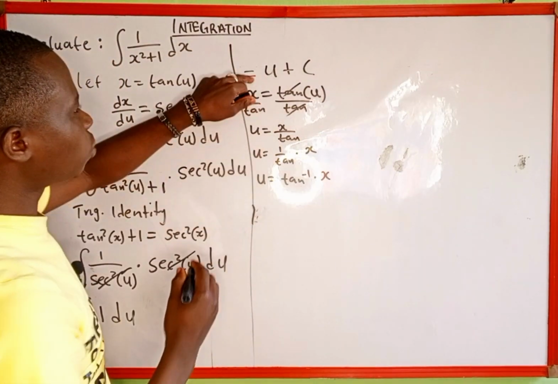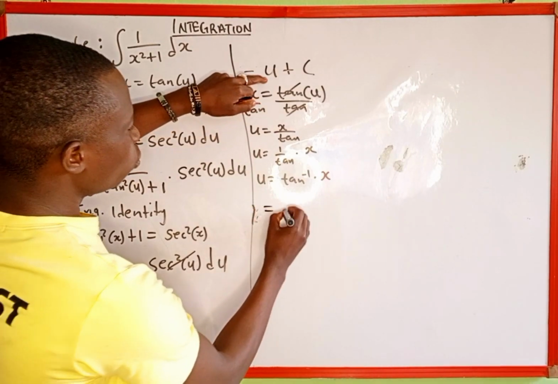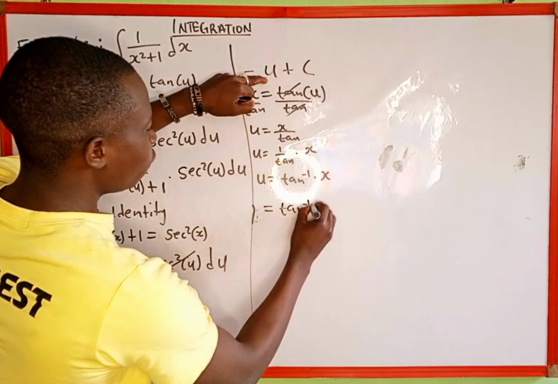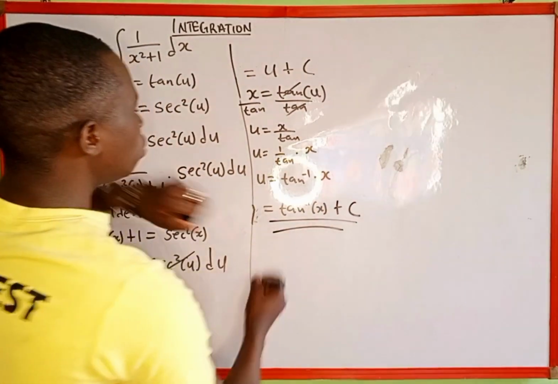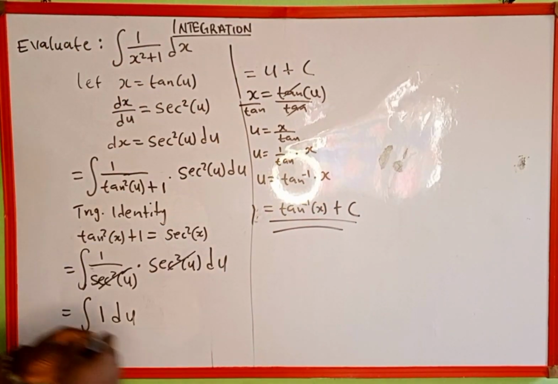Then we replace it back to this place. So this is going to be equal to u, which is the same as what? Tan inverse of x, then plus integration constant. So this is the integration of this function with respect to x.